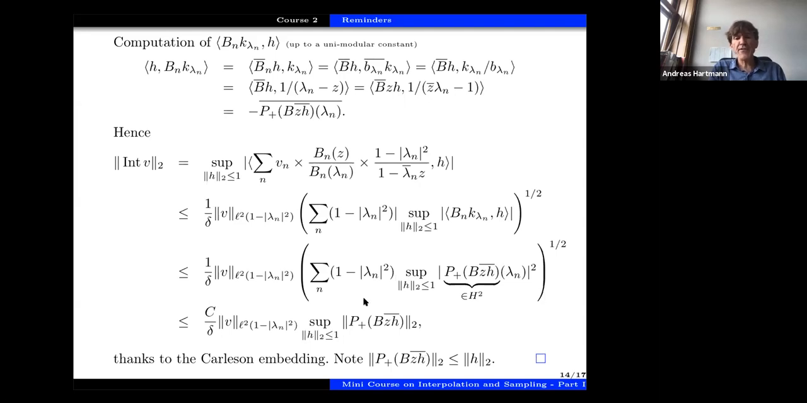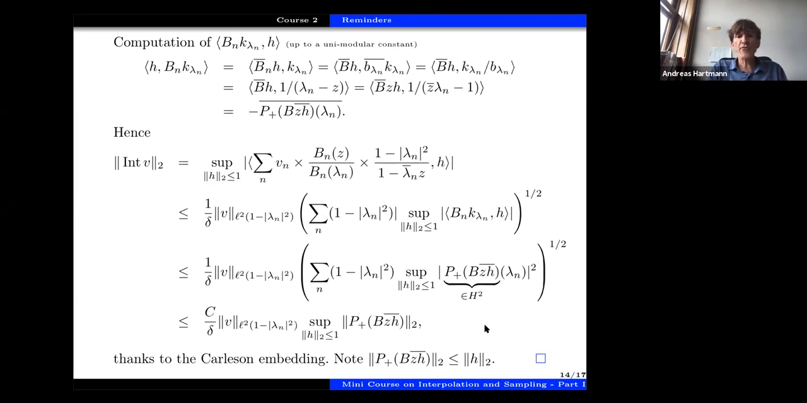And so at the end of the day, I get the supremum. Okay, I can pull out the supremum here of the sum, because the sum doesn't depend on the supremum. And so at the end of the day, by the Carleson embedding, I know that I can sum this function squared against this weight. And so I'm done, because this is controlled by the norm of h, which is 1. And this is it.